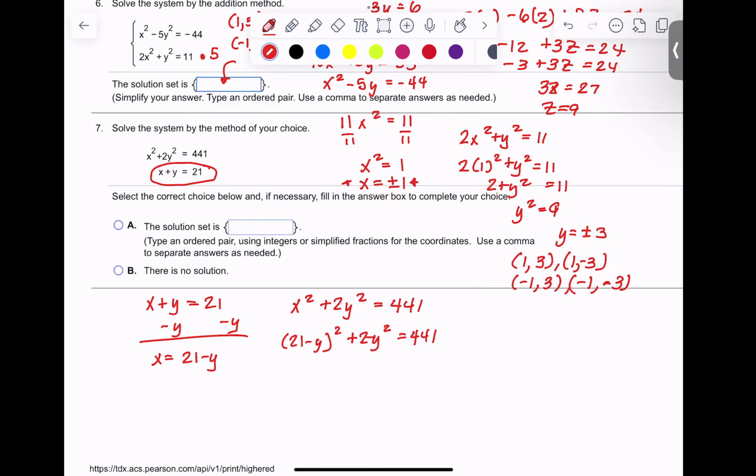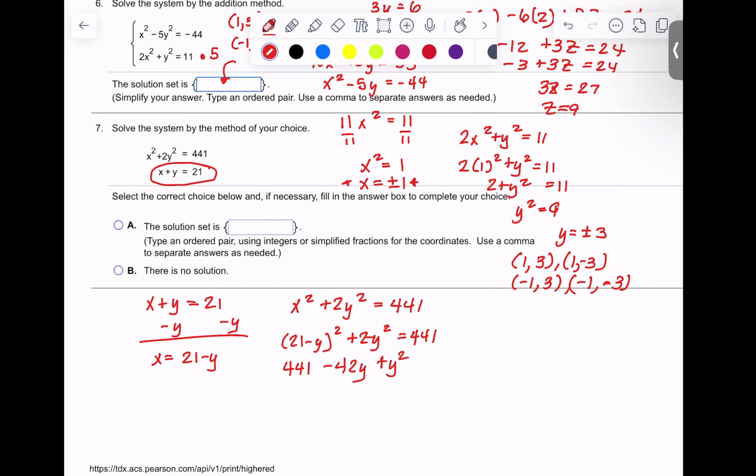Okay, and then I need to FOIL that 21 minus y squared. So I'm going to take 21 and I'm going to square it. And that is 441. And then I'm going to multiply the y and the 21 together, and then multiply that result by 2, because I'm squaring the binomial, and that's going to be minus 42y. And then I have a plus y squared.